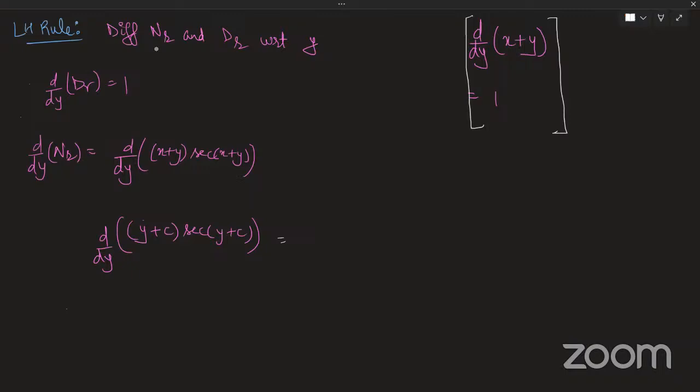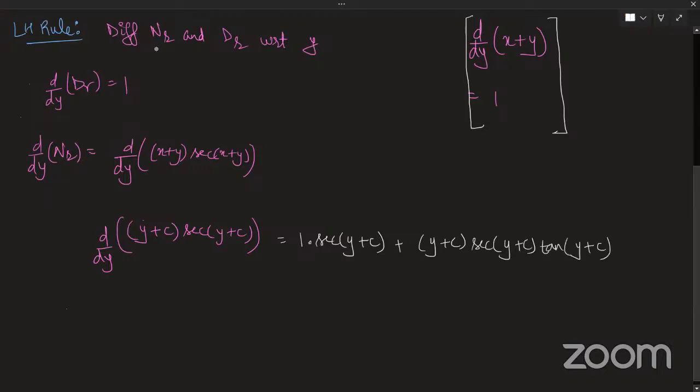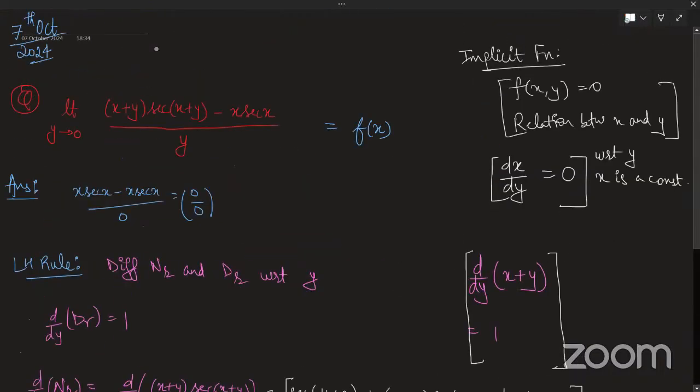So you first differentiate the first function, keep the second as it is, plus differentiation of second function, and keep the first function as it is. Is this correct? So you've got secant of y plus x, okay, plus y plus x into secant of y plus x into tan of y plus x, right? Is this correct? And then you have got a minus term of x into secant x.